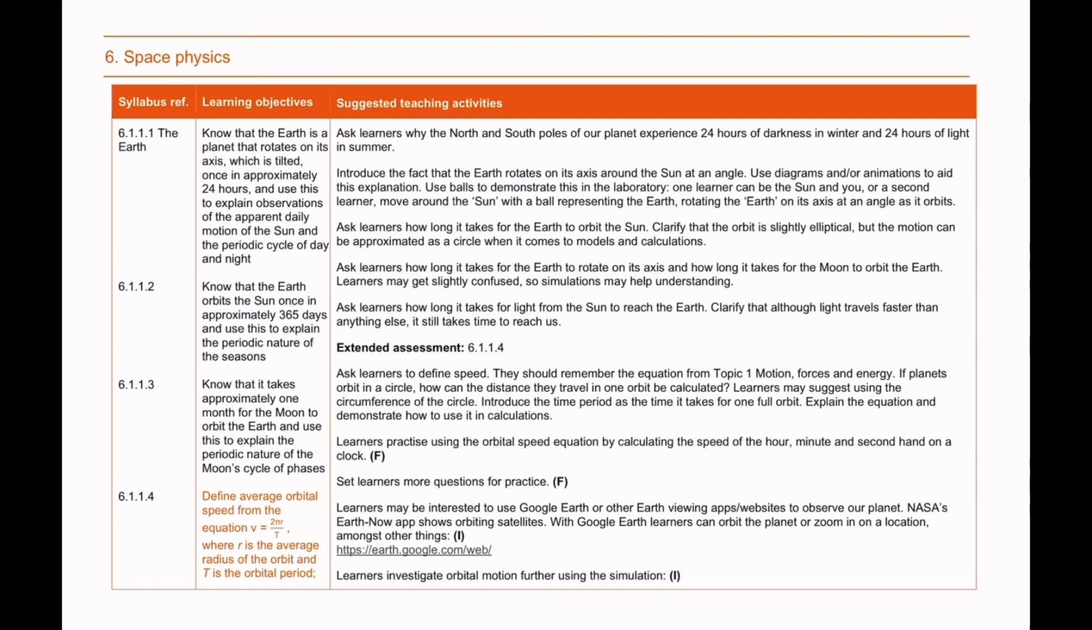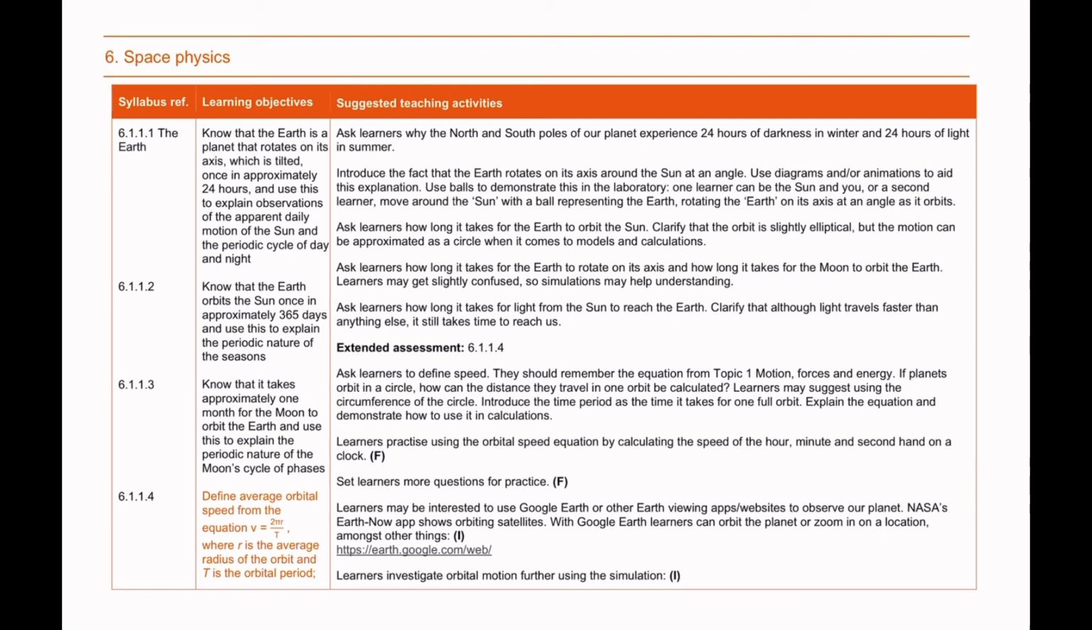and the periodic cycle of day and night. Note that the Earth orbits around the Sun once in approximately 365 days, and use this to explain the periodic nature of seasons. Note that it takes approximately 1 month for the Moon to orbit the Earth, and use this to explain the periodic nature of the Moon's cycle of phases.